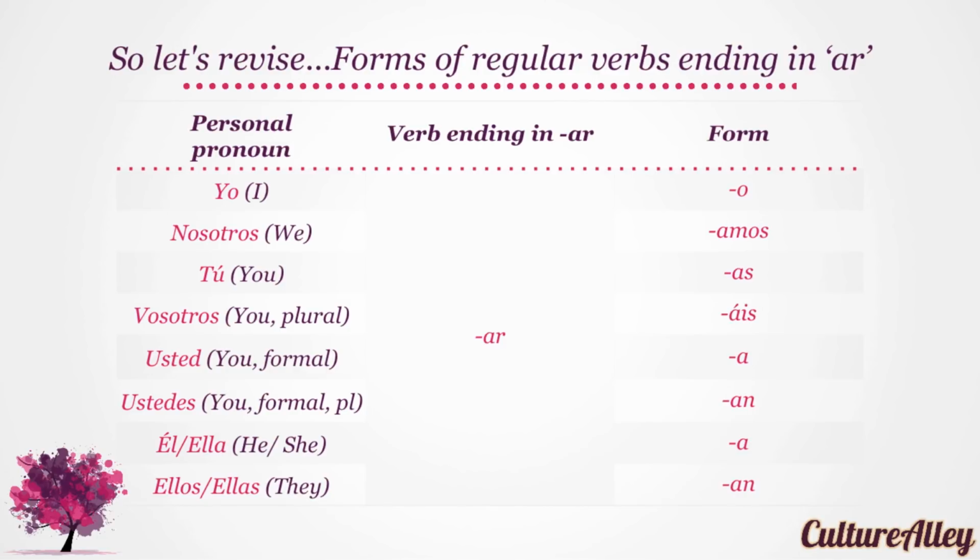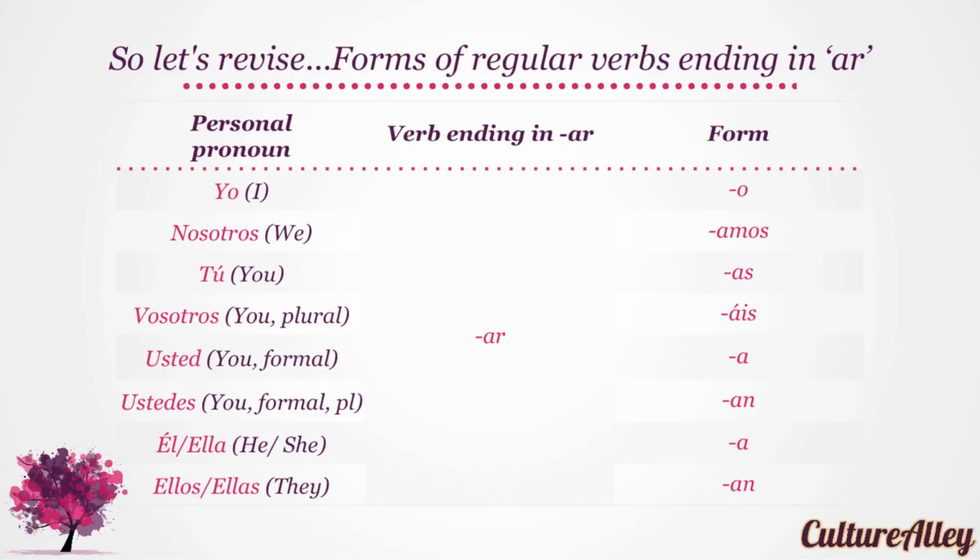With yo or I, AR ending changes to O. For plural form, nosotros or we, AR becomes amos. Informally, for tú or you, AR changes its form to AS. And in its plural form, vosotros, we have the ending ais. Formally, for usted, AR changes to A. And for ustedes, to AN.